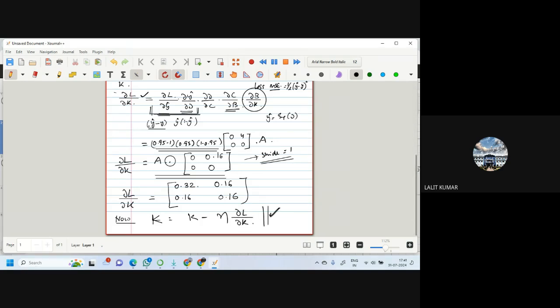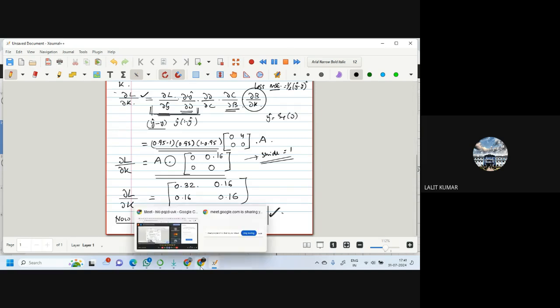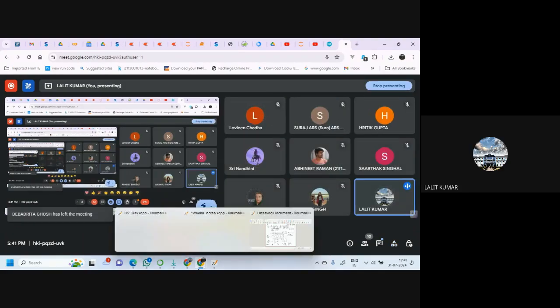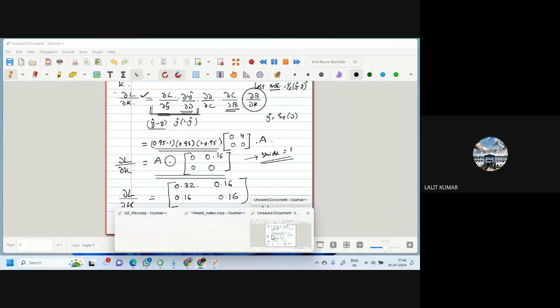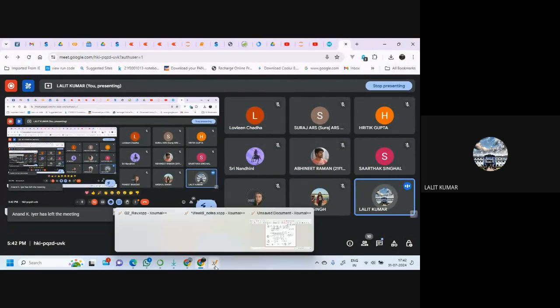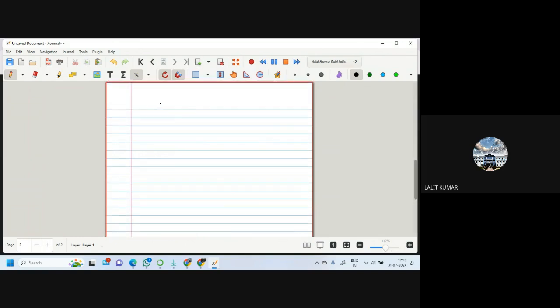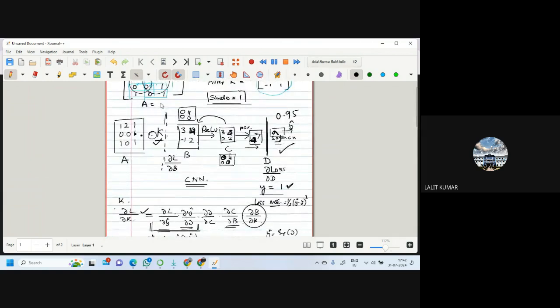Is there any doubt up to this step? Anyone? No doubt. Okay. Now I will cover the part of what I shared in the group also, that is how to do it with a stride of 2. In a convolution, I will slightly cover it like this. I will take the same example now.